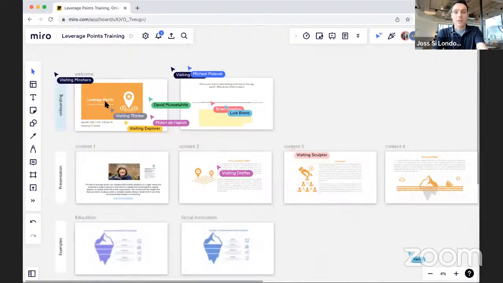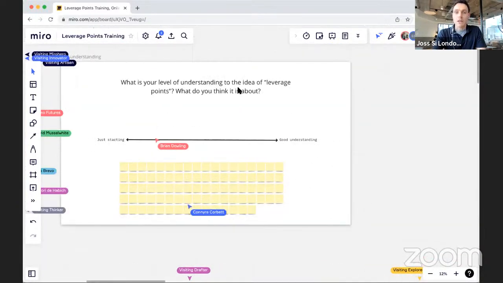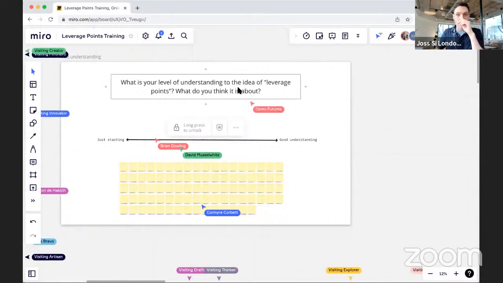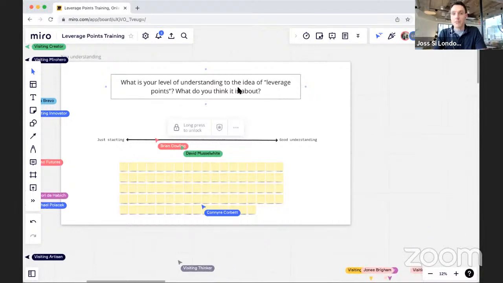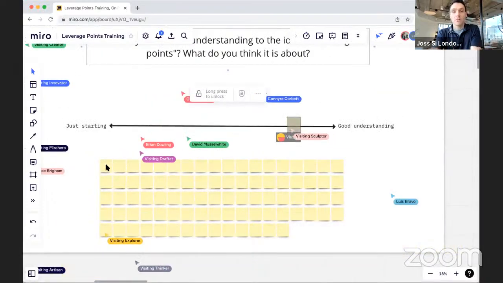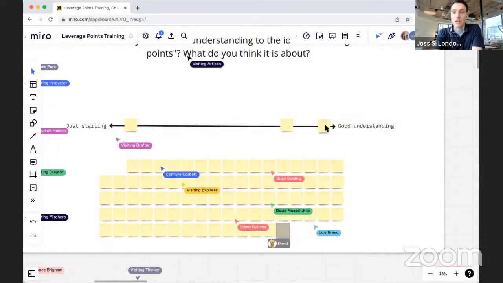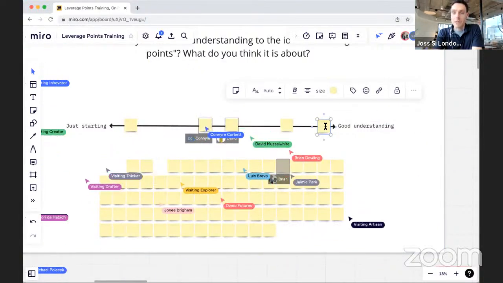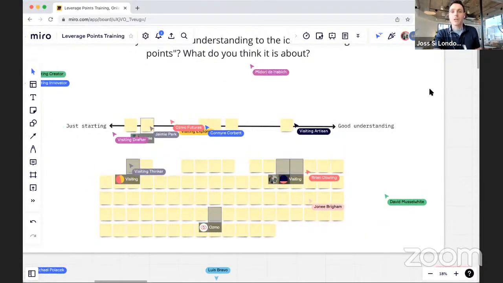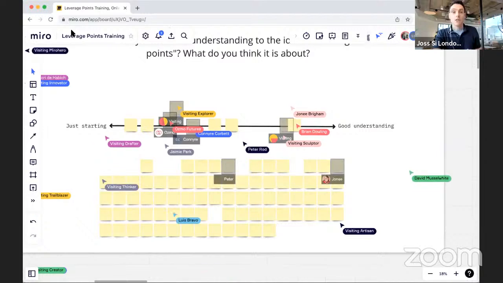Let's start at the beginning. Hopefully you're somewhat familiar with Miro. Just to get warmed up, let's do a little exercise. I'd love to know your level of understanding of the idea of leverage points. What do you think it is? What do you think it's about? Grab a sticky here. If you're just a beginner, drag it to the left; if you think you know quite a bit about this, drag it to the right. Also, if you'd like to share what you think it's about, double click on the sticky and type in what you think leverage points are about. We'll take a minute to do that while we let more people in. I'll share the link with you again.